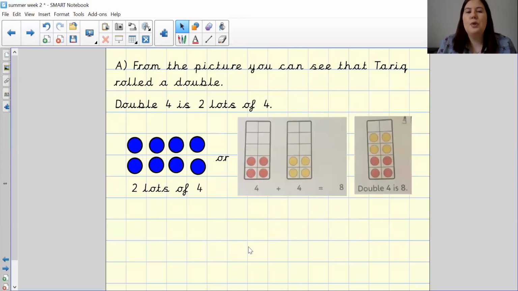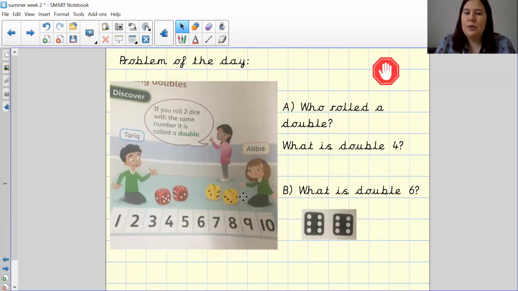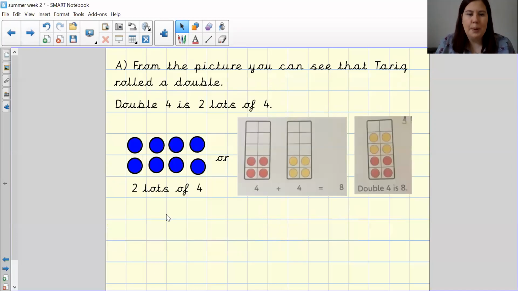So let's take a look at question A. From the picture, you can see that Tarek rolled a double. So I'm going to go back to the picture, and you can see these 2 sets of dice. So Tarek rolled a 4 and a 4, whereas Abby rolled a 3 and a 2. So we know that Tarek rolled the double.